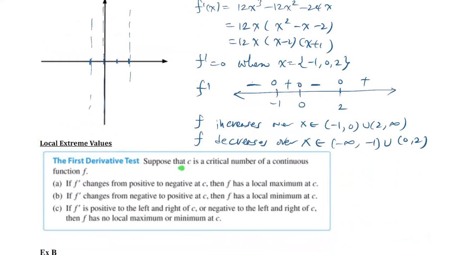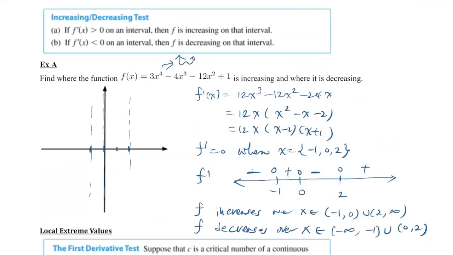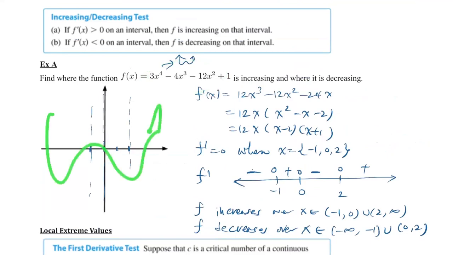Then we learned that this is how we find local extreme values. Suppose that c is a critical number of a continuous function. If f prime changes from positive to negative, then at that point there is a local maximum, since it increases and then decreases. So the local maximum occurs here. But we kind of knew that, didn't we? Because it's going to be like this.